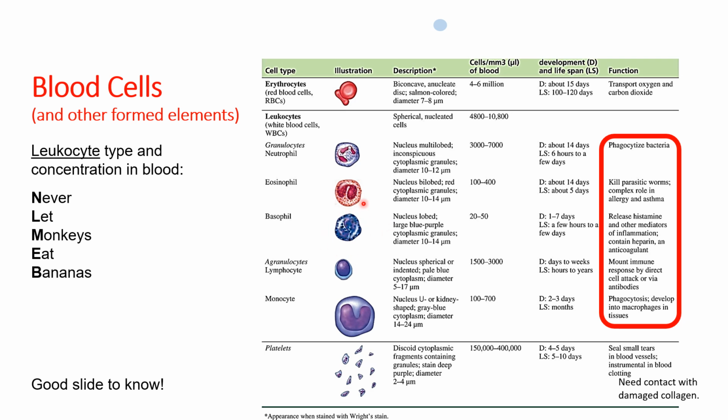Basophils, they release a lot of histamine. All right. They're often involved in allergies and basic inflammation. They also have anticoagulants as well.